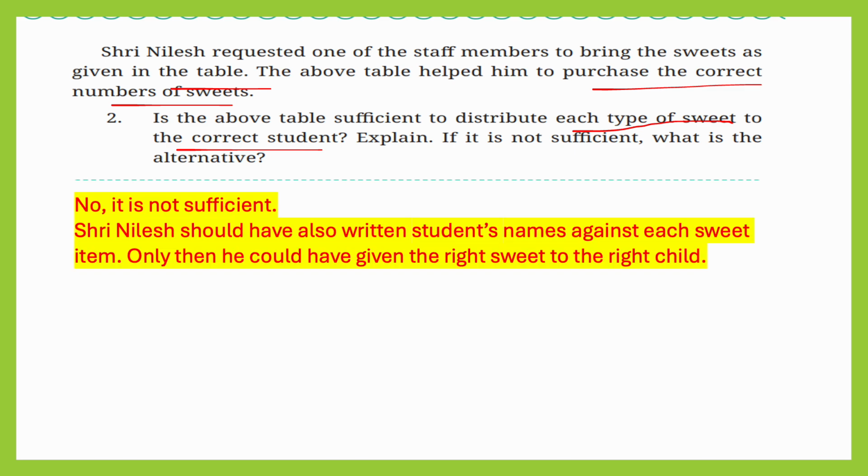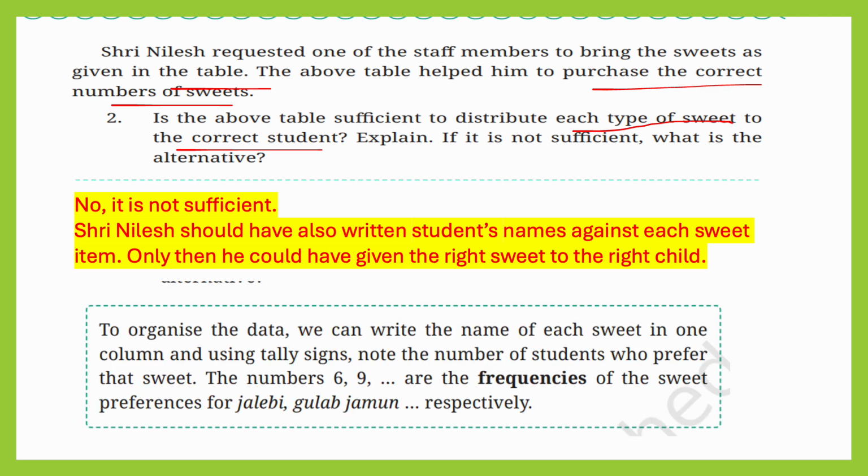This table is not sufficient. Why? Sri Nilesh should have also written the student's name against each sweet item. Only then could he have given the right sweet to the right child.